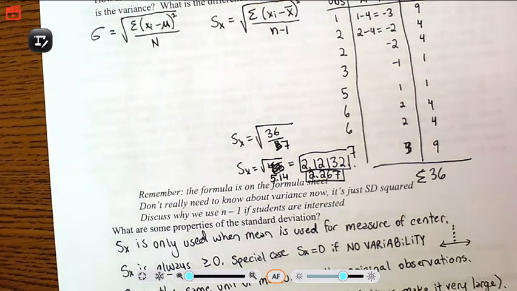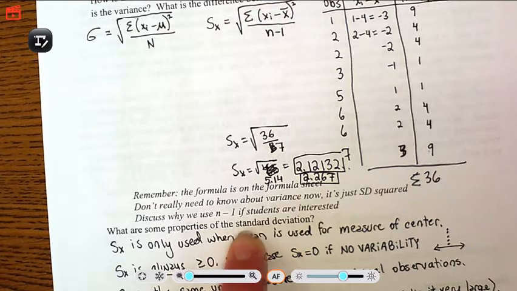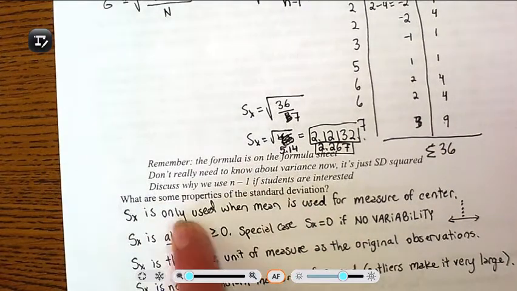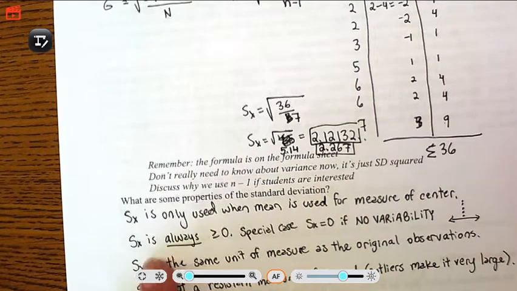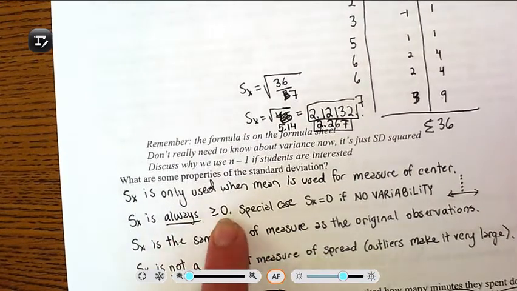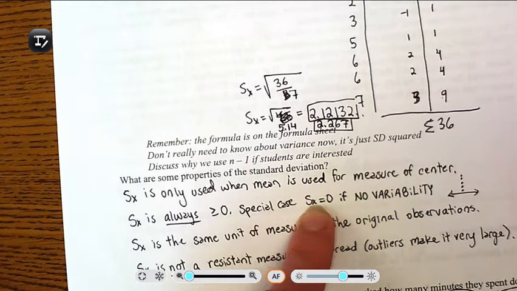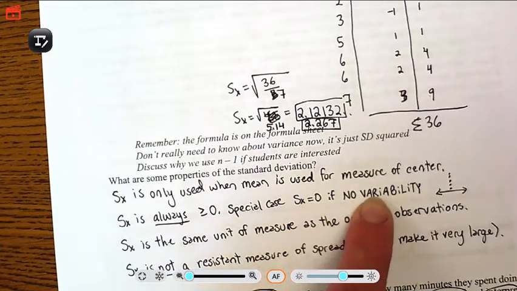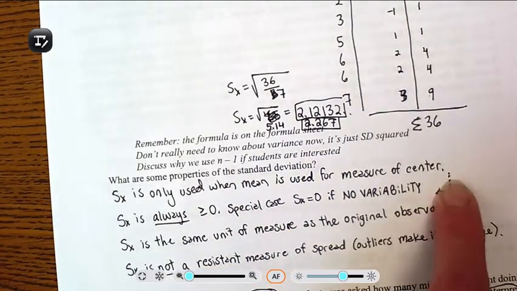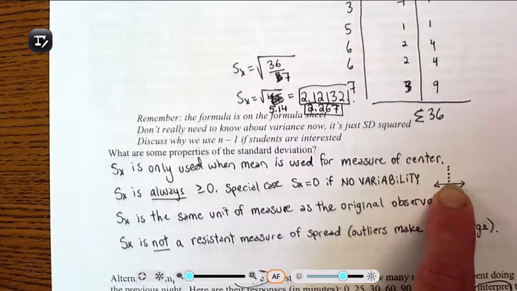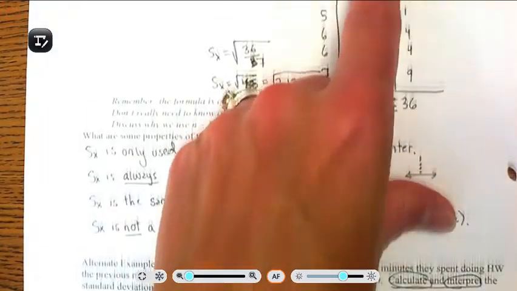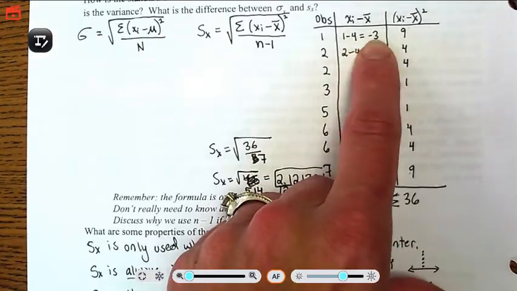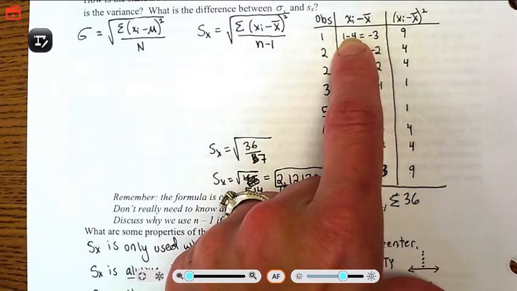Okay, very good. What are some properties for the standard deviation? Sx is only used when mean is used to measure center. Sx is always greater than or equal to 0. A special case, Sx equals 0 if there's absolutely no variability, so if your graph has just a single stack of points, and there's none to the left or none to the right, then each point's difference from the mean subtracts to give you 0, because each point is equal to the mean.